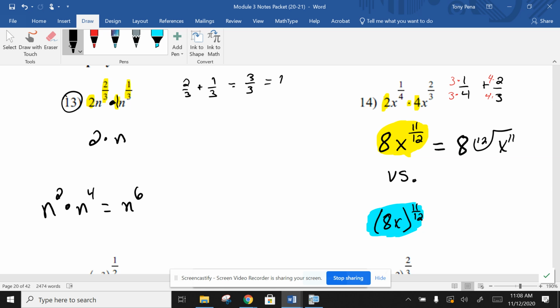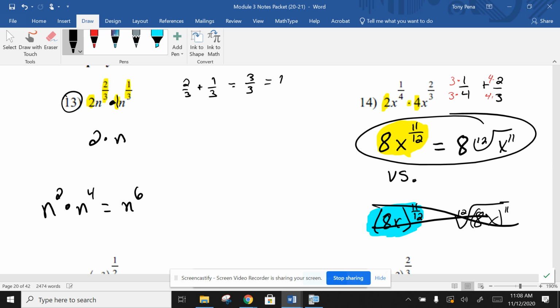If the whole thing is raised to the power, so if you look at the highlighted blue one, now everything is to that power. Now we would go ahead and put the 8 and the x underneath and make that the 12th root, a 12th index number with an 11th power. So just know, in the yellow one, the only thing getting raised to that power is the x. Okay, so we don't want this one. This is what this one should convert to.